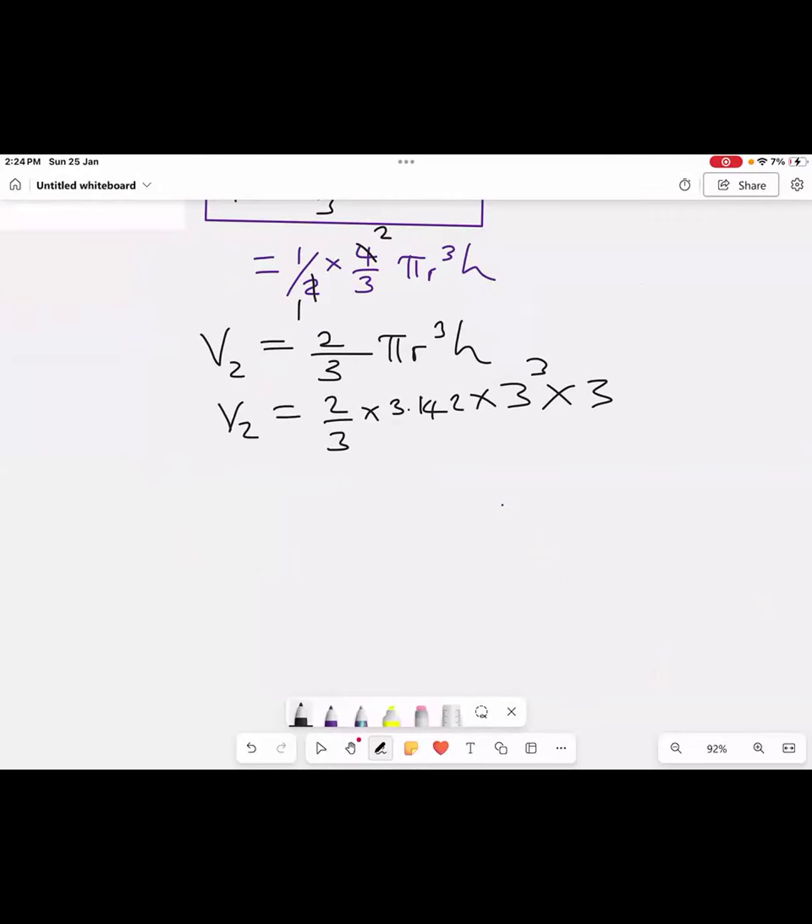All right, so go ahead and process that calculation for me. 2 divided by 3, just type exactly as I'm saying it here. 2 divided by 3 times 3.14, times 3 cubed. That's 3 times 3 times 3 again.